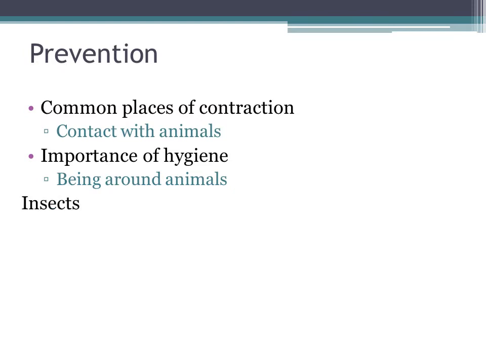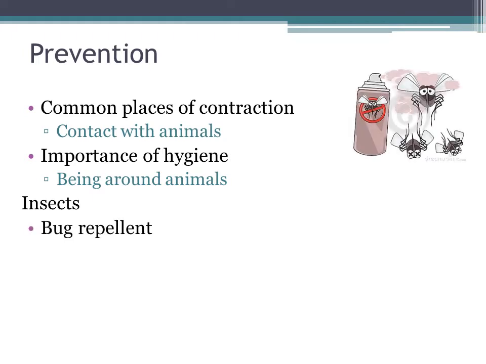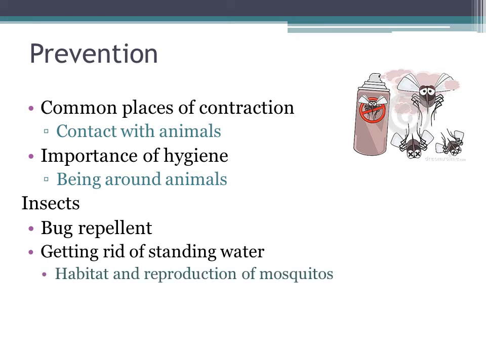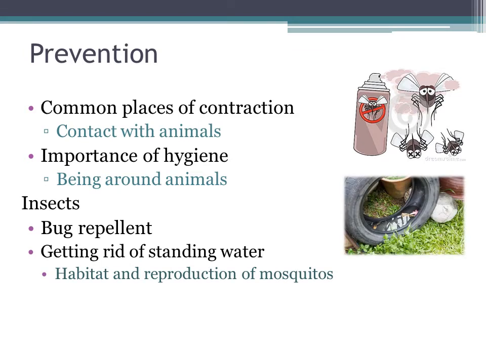To protect ourselves from insects, it is important to first use bug repellent and to get rid of any standing water that may lead to the reproduction of mosquitoes. Finally, there are vaccines for some of these diseases, such as influenza, which is a great way of preventing them.